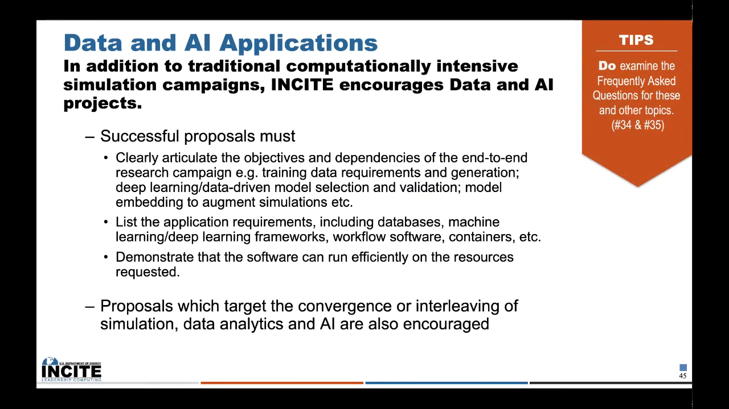And just a quick note, the recipe for success when it comes to a data and AI-centric proposal is really not different from what we have seen in a traditional simulation proposal. So proposals should be clearly articulated. They should present the objective of the planned work and provide details on dependencies with a complete end-to-end research campaign, as the simulation proposals are doing. A full list of applications required should be provided in the proposal. That's important, including, for example, database, learning frameworks, workflow managers, container solutions, or other elements that you may need.